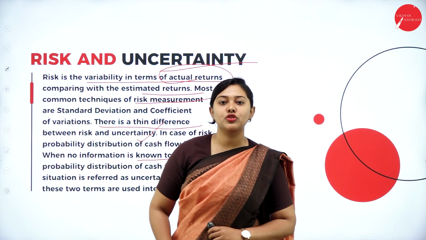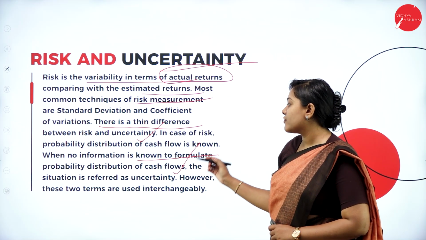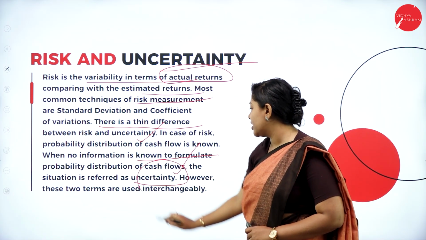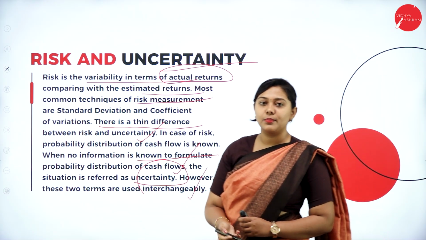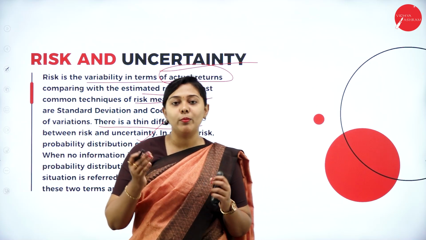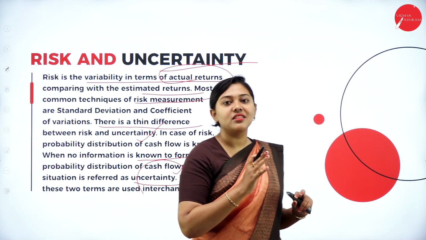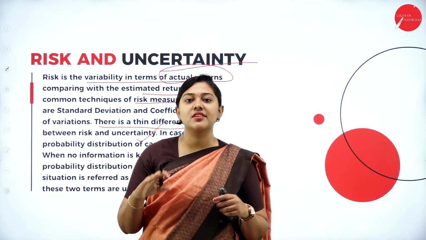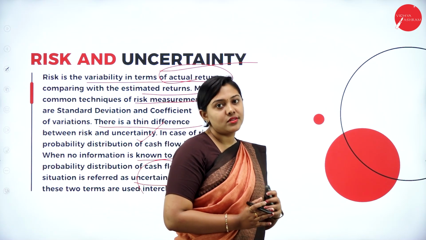So in such a situation, what the organization will do, they will think that the cash flow is not certain, so they will treat that as uncertainty. However, these two terms are used interchangeably. This is very important to know, because risk is different, uncertainty is different. Risk is nothing but the loss. Uncertainty, you have no information with you with respect to your cash flow, so probability distribution becomes difficult.